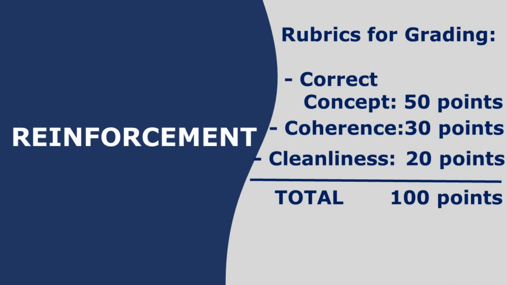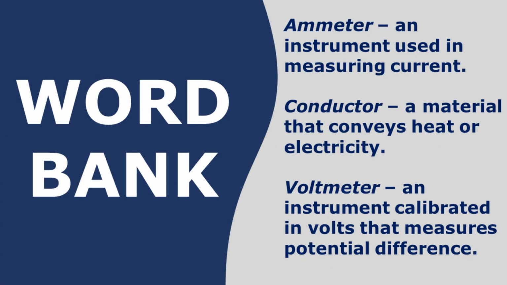Rubrics for grading. Correct concept, 50 points. Coherence, 30 points. Cleanliness, 20 points. Total of 100 points. Please do not forget these keywords. Ammeter, an instrument used in measuring current. Conductor, a material that conveys heat or electricity. Voltmeter, an instrument calibrated in volts that measures potential difference.